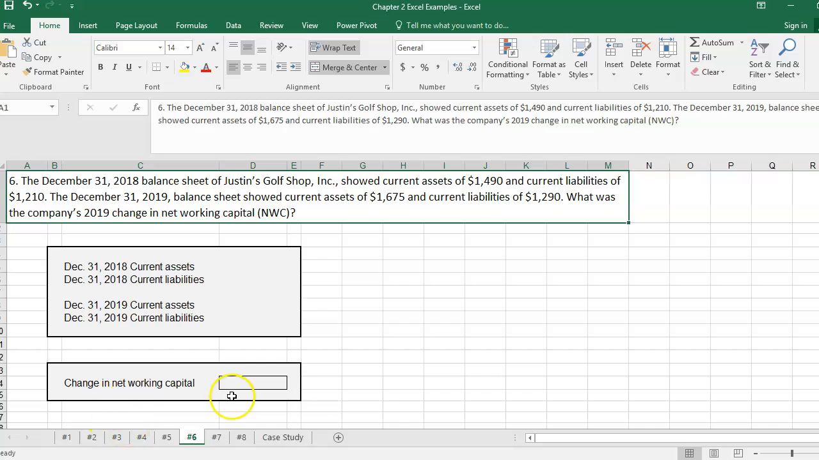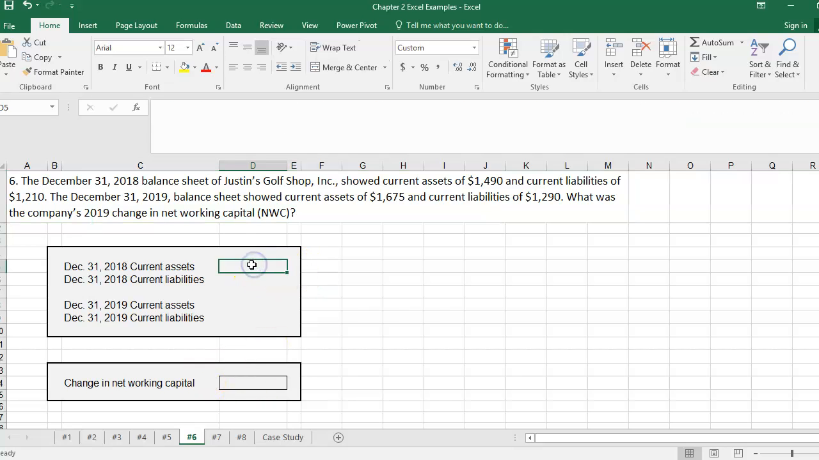The last part of cash flows from assets is change in net working capital. So we have information about 2018: current assets of 1,490 and current liabilities of $1,210. In 2019, we have current assets of 1,675 and current liabilities of 1,290.